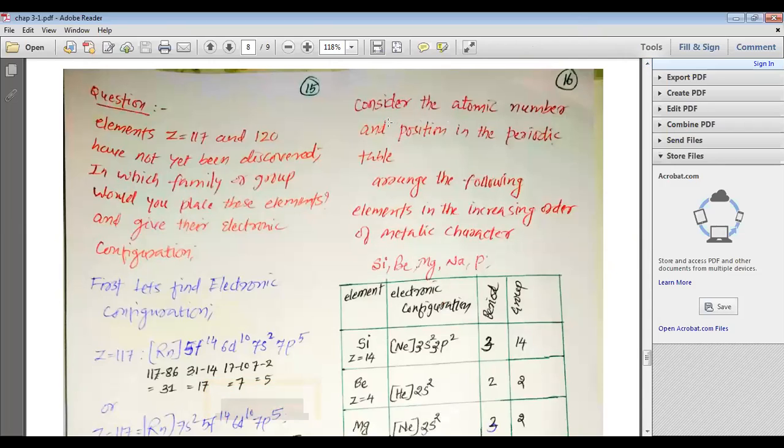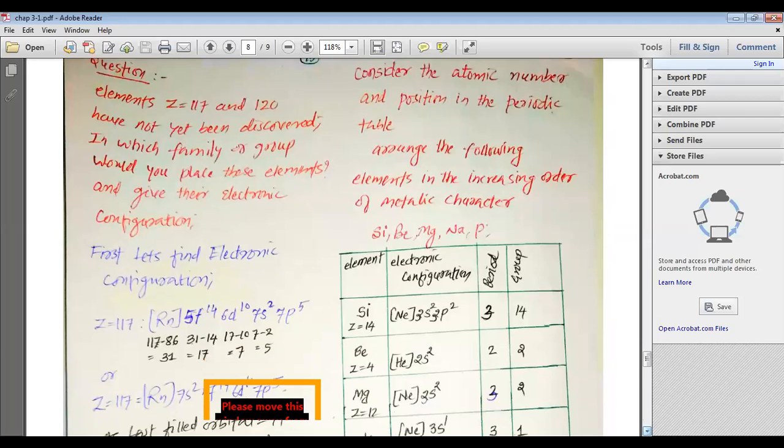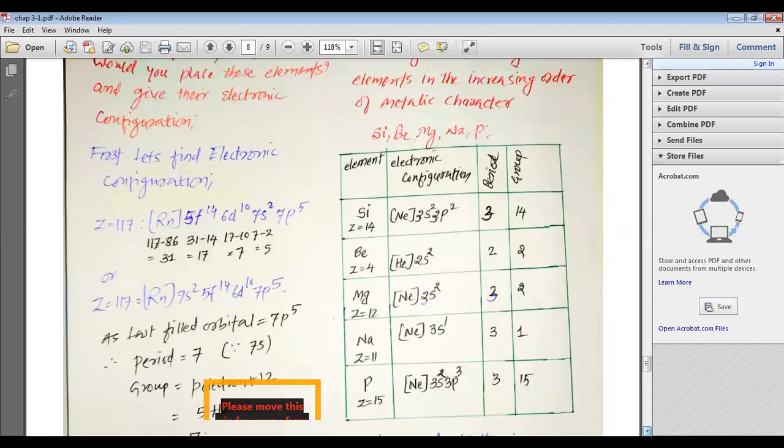We have one more question. Consider the atomic number and position in the periodic table. Arrange the following elements in increasing order of their metallic character. They have given us silicon, beryllium, magnesium, sodium, and phosphorus. So first we will write the question, that is, the elements. We have written in the box the elements silicon, beryllium, magnesium, sodium, and potassium.